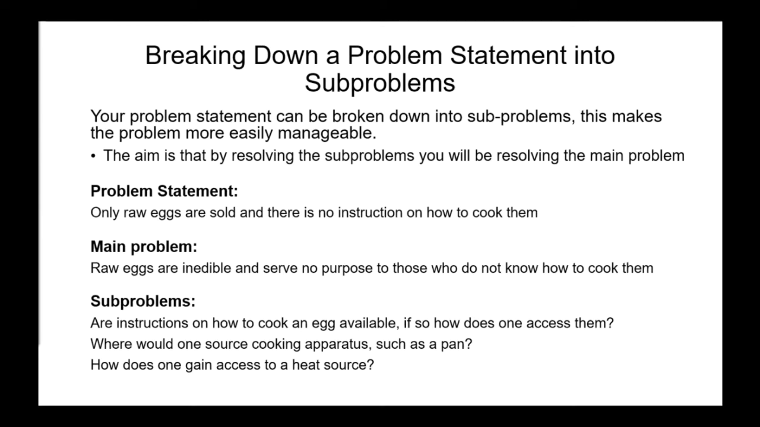Your sub-problems will then be, are instructions on how to cook an egg available? If so, how does one access those instructions? Where would one source cooking apparatus such as a pan? And how does one gain access to a heat source? So you'll see in answering these sub-problems, you're basically answering the main problem as a whole, and just breaking it down simplifies it. So it's not an overwhelming problem that you have to approach.